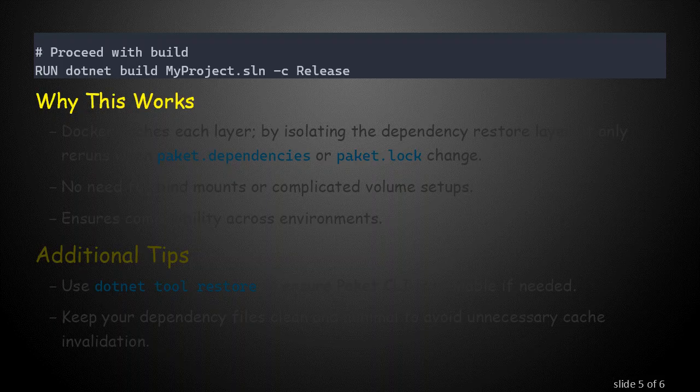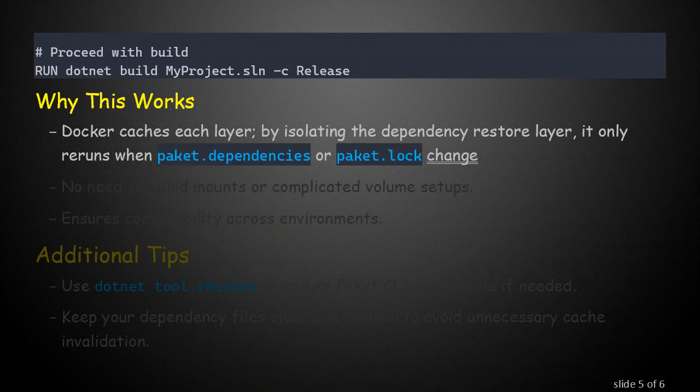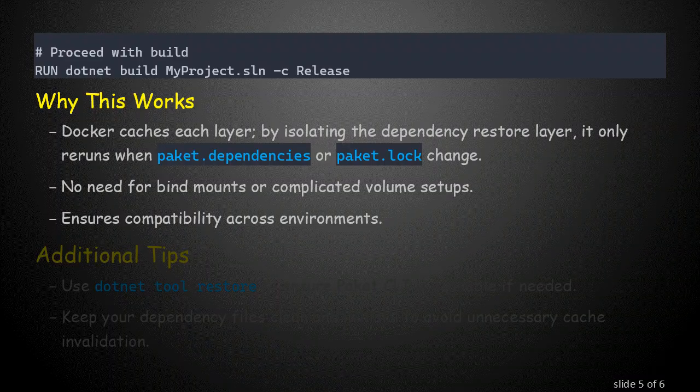Why this works. Docker caches each layer. By isolating the dependency restore layer, it only reruns when paket.dependencies or paket.lock change. No need for bind mounts or complicated volume setups. Ensures compatibility across environments.